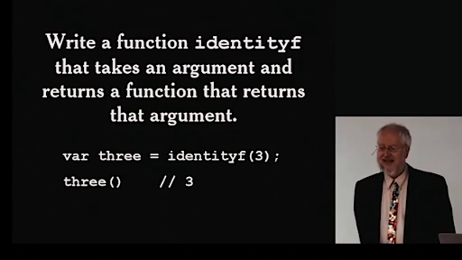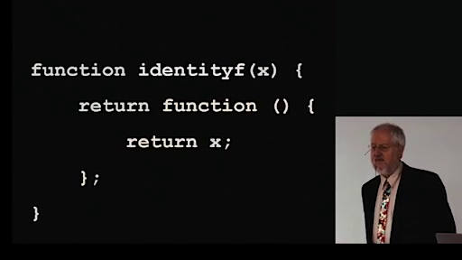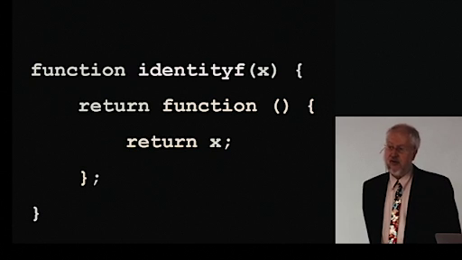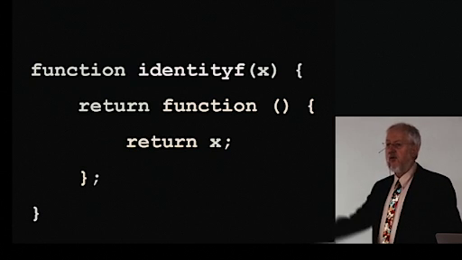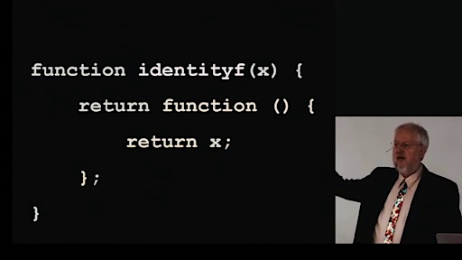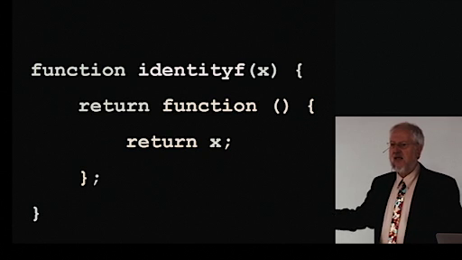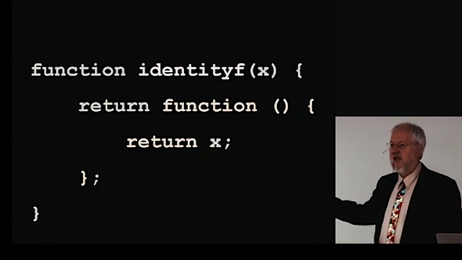So here is identity f. Identity f takes an argument and it returns a function that returns that argument. So who got identity f? Very good. If you didn't get it, write it down because you're going to definitely need it later.